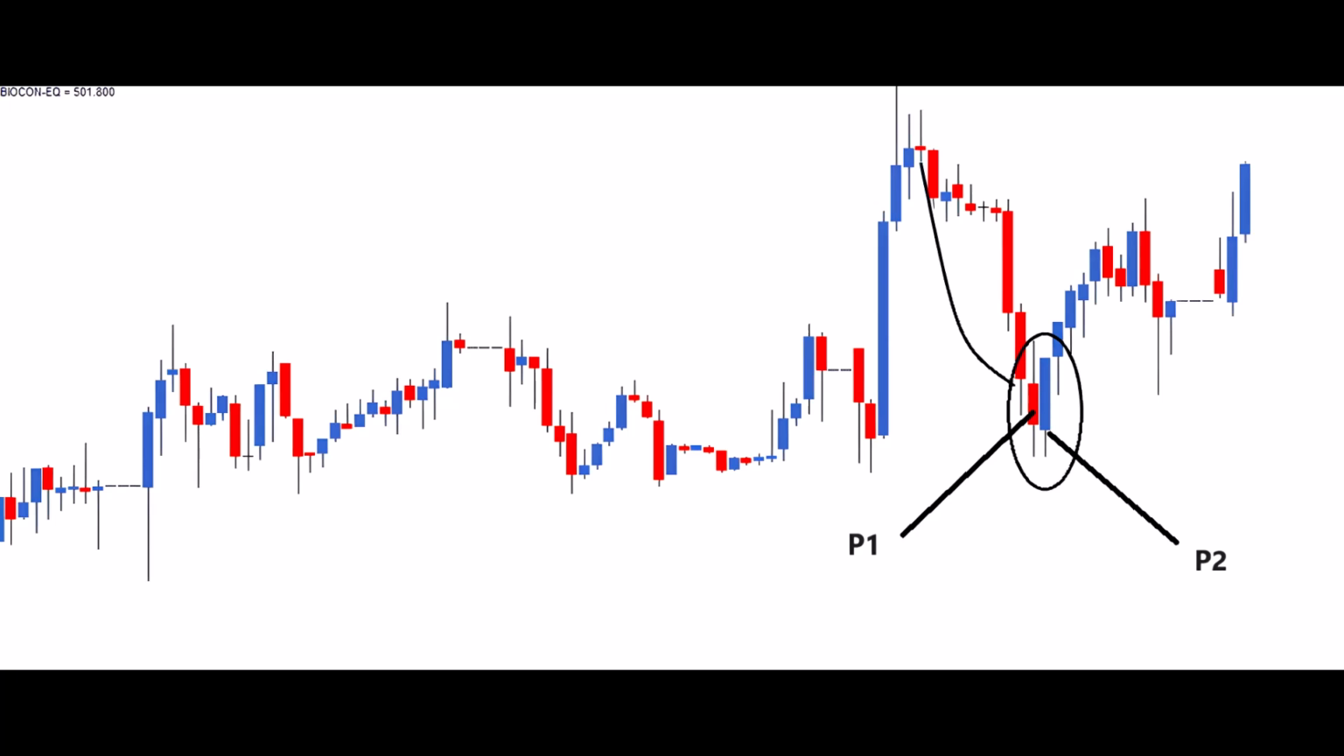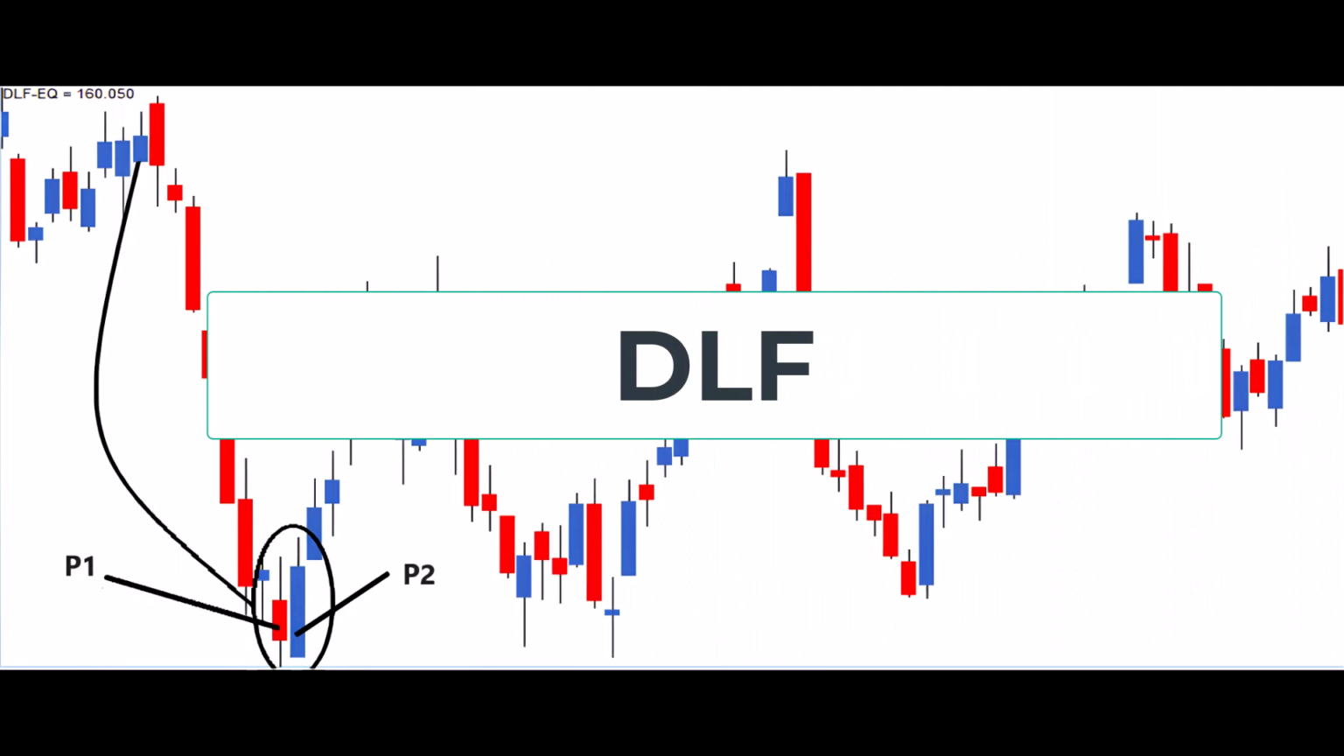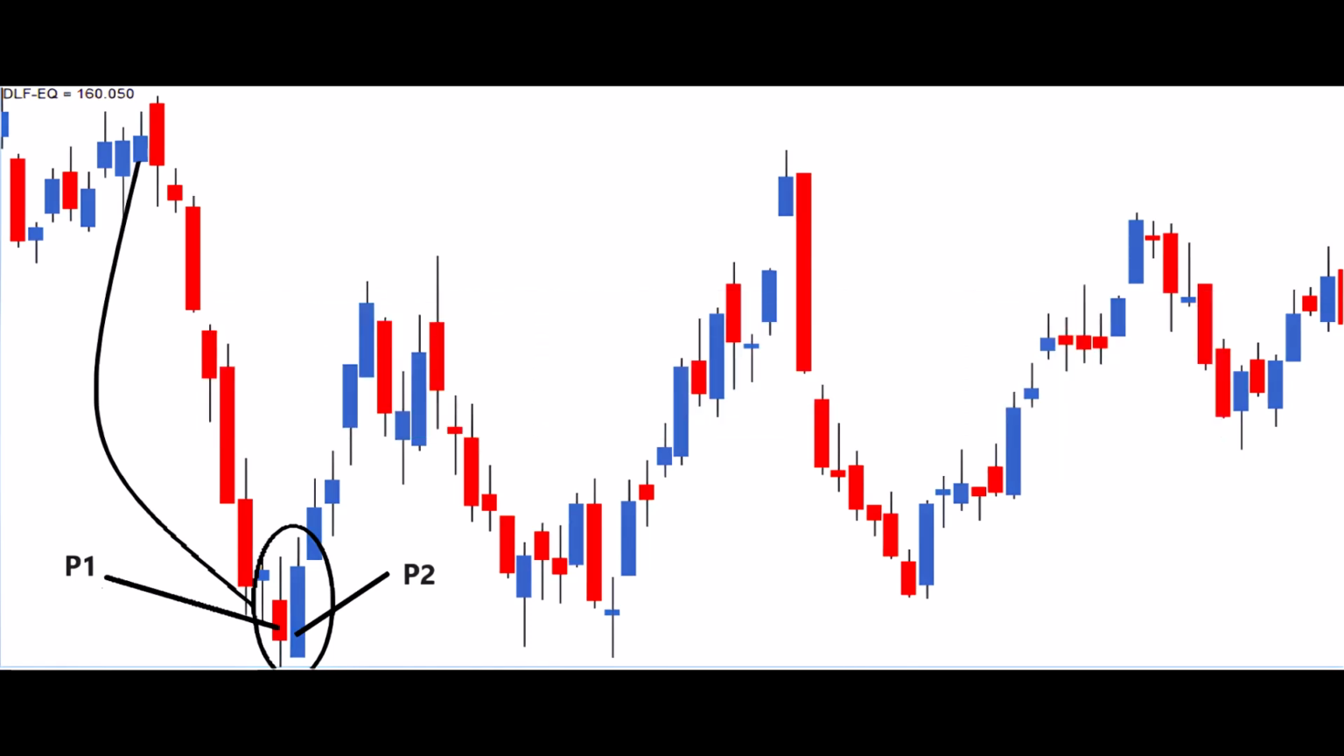Remember, once the trade is initiated, patience is key. Wait until the target is hit or the stop loss is breached. Trailing the stop loss to lock in profits is a strategy you can consider. Let's analyze DLF's chart featuring a bullish engulfing pattern. This pattern, encapsulated in the chart, presents an opportunity for traders. Now, let's delve into the specifics of this trade setup.